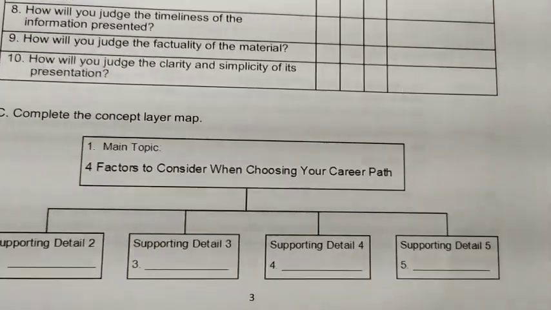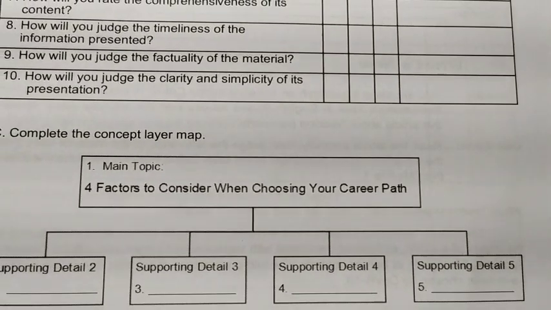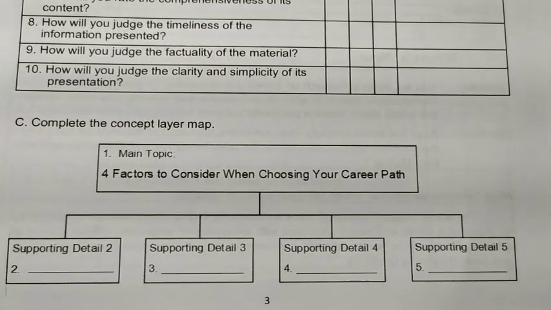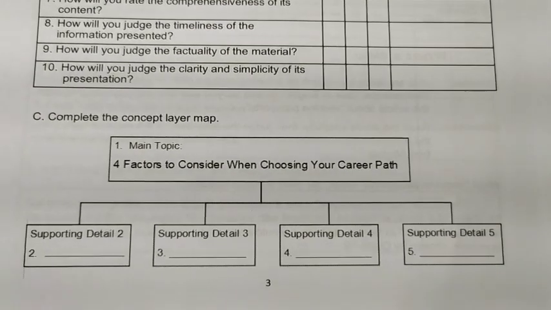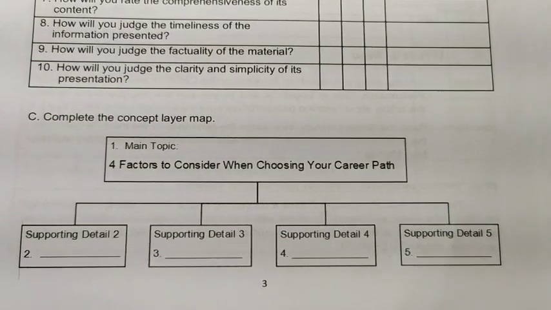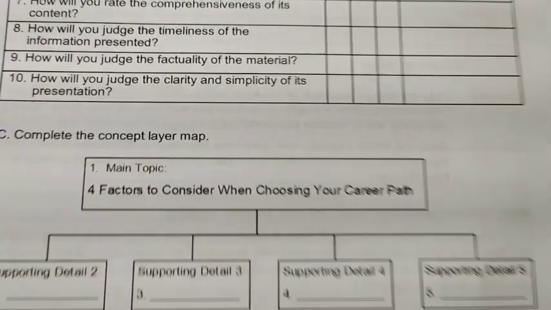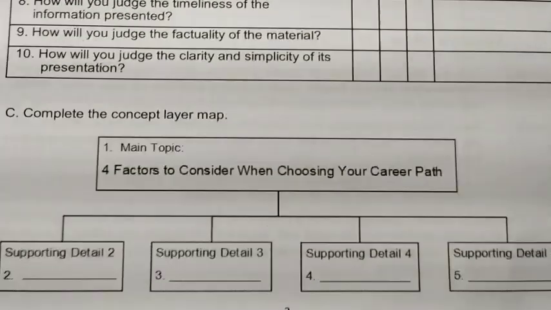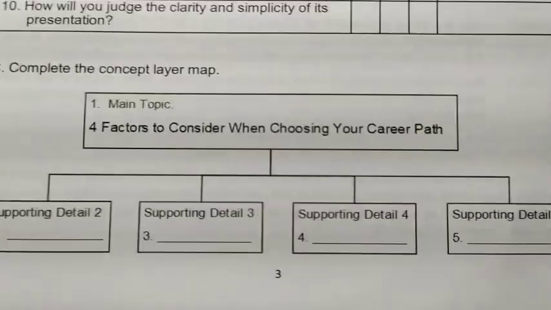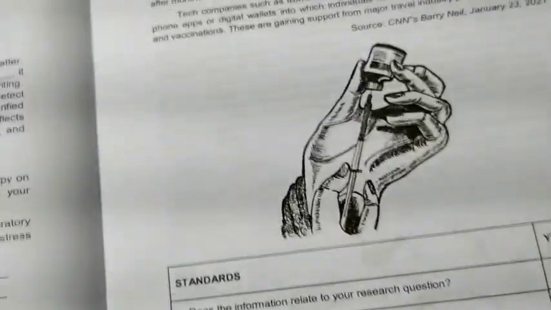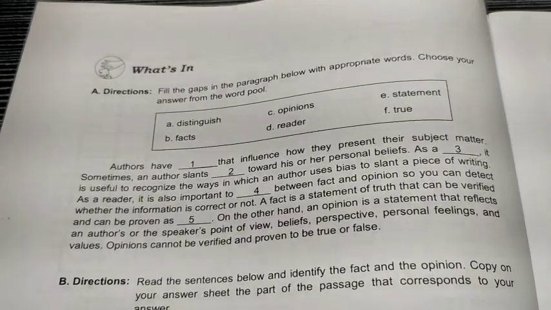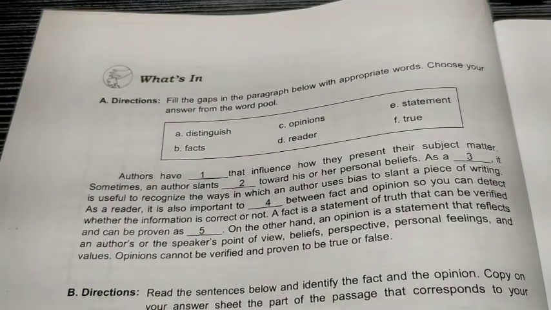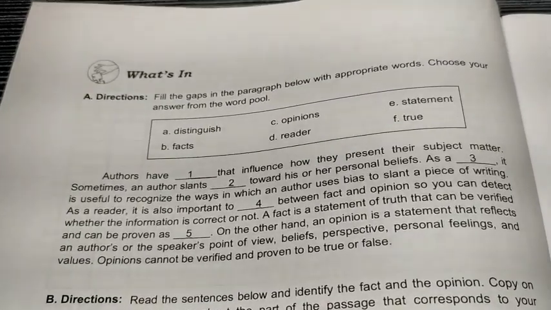So we have the 4 factors to consider when choosing your career path. Supporting detail 2, 3, 4, and 5. So we have here 5 items. What is the main topic? Then, supporting details. 4 supporting details. Then for What's In, fill the gaps in the paragraph below with appropriate words. Choose your answers from the word pool.